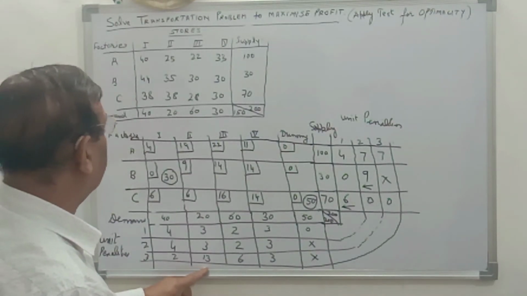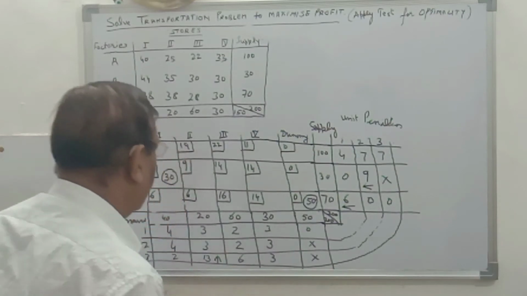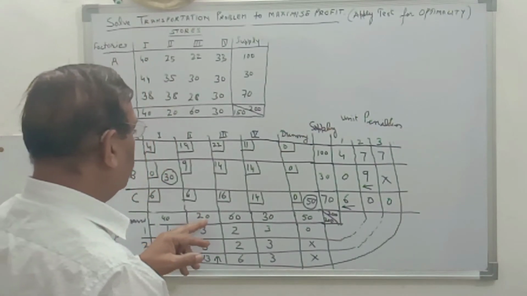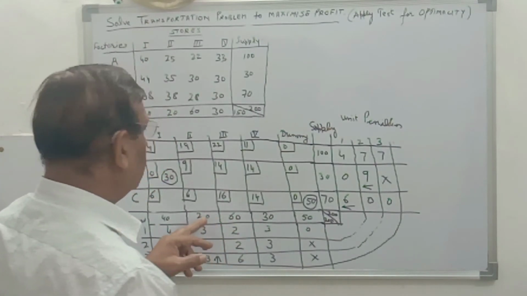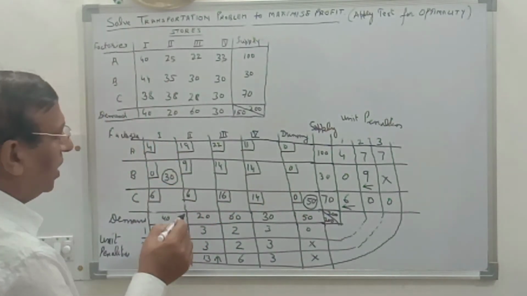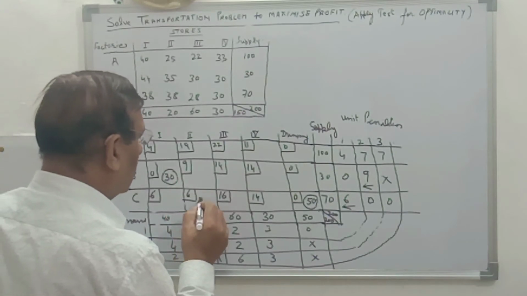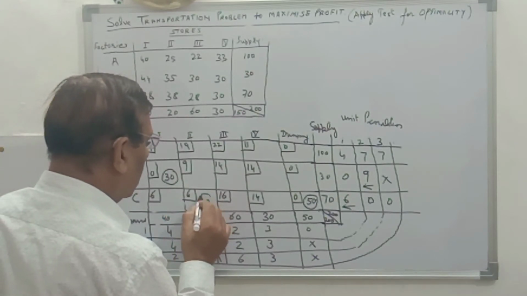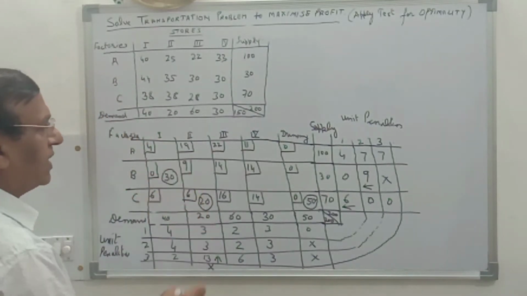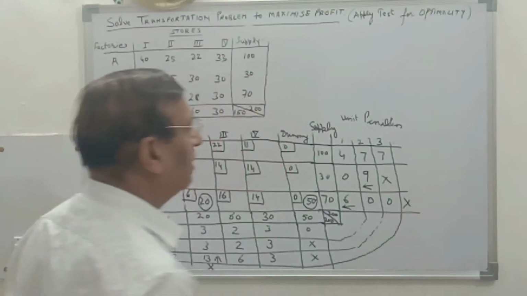Here it is 13, so we will enter from this side. Entering from this side, we can allocate a maximum of 20 units, that too at the minimum cost in this column. The minimum cost in this column is 6. So 20 units are allocated. Now this demand has been satisfied. This 70 unit has been satisfied.